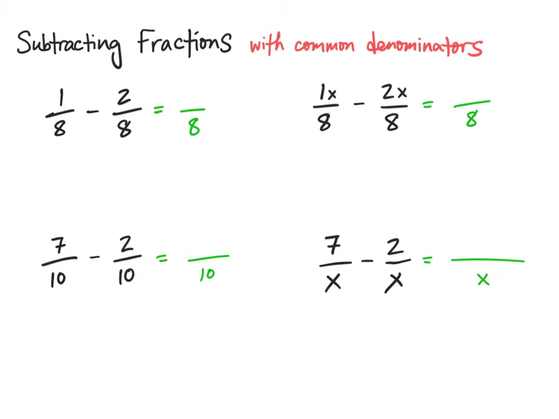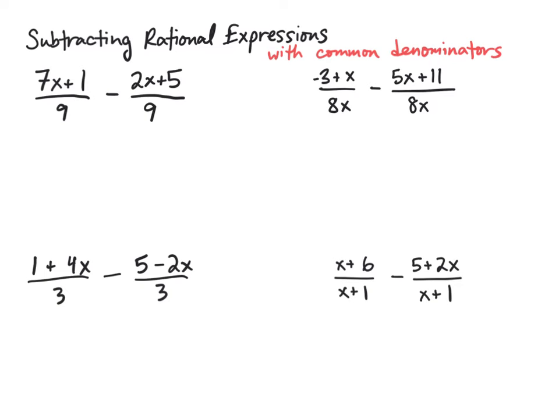Cool. On the top, we just subtract 1 minus 2. Seems super easy so far. 1x minus 2x. 7 minus 2 and 7 minus 2. Now that didn't seem that difficult. That's subtracting fractions. Let's go ahead and take a peek when we are subtracting rational expressions instead.